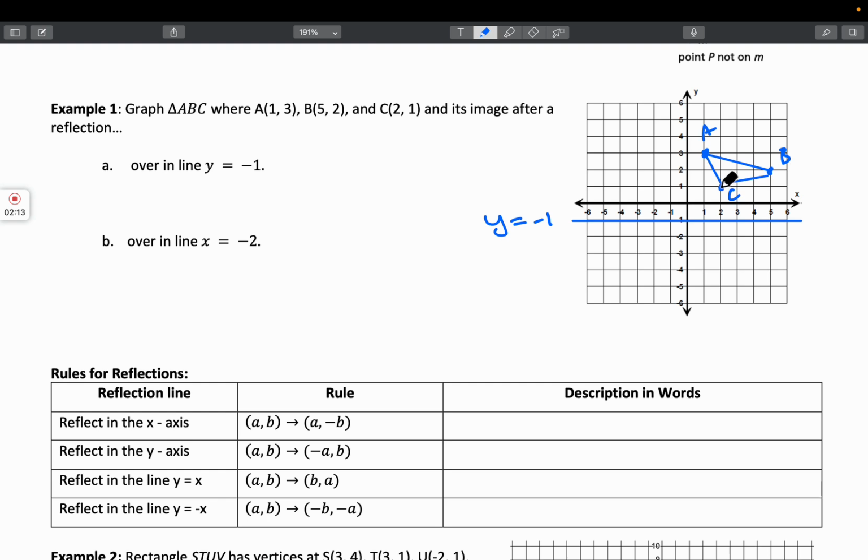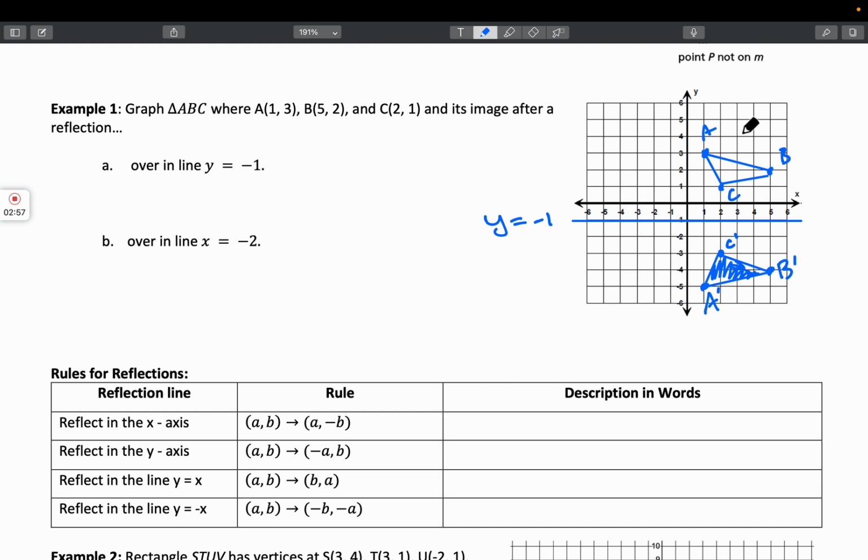So if I start with C, I'm going to count down to that line, down 1, 2, and I have to keep going on the other side, 1, 2. So here is C prime. B prime then could be found at 1, 2, 3 down to that line, so 1, 2, 3 on the other side of that line. Here's B prime. And then A prime, we're going to count down 1, 2, 3, 4, and 1, 2, 3, 4. Here is A prime. All right, now if we connect these three points, you should see triangle A prime, B prime, C prime look like that reflection image over that line, y equals -1.